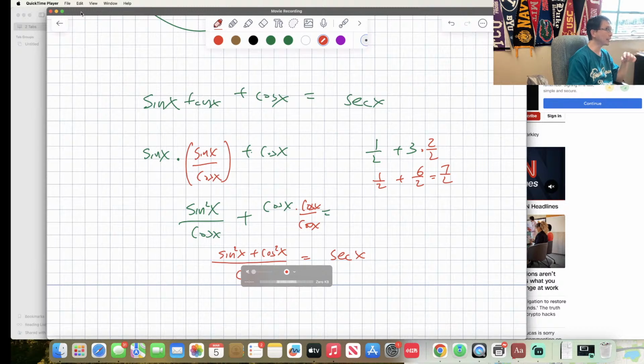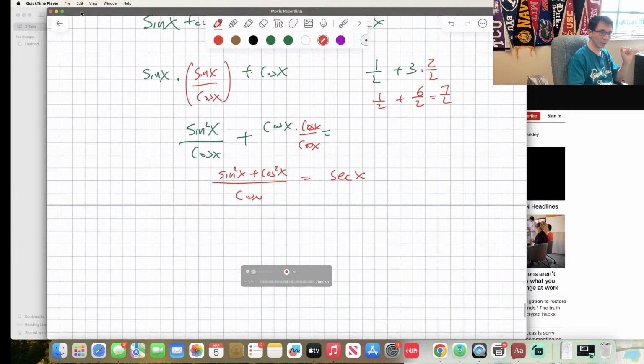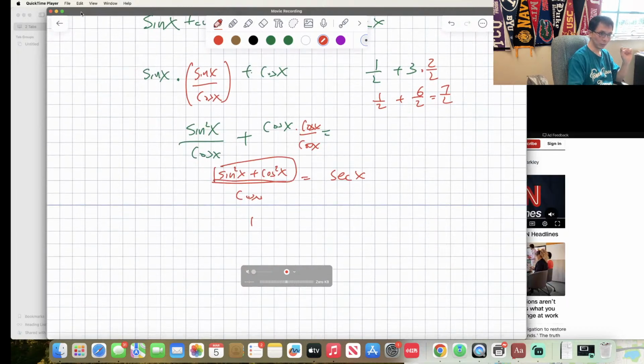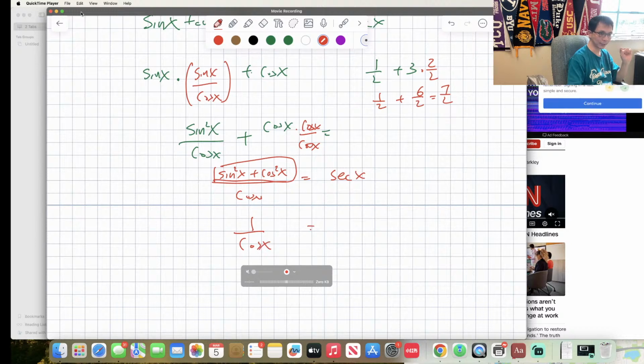No, but there's another identity you can think of. The Pythagorean identity. So what does the Pythagorean identity say? Sine square plus cosine square is equal to what? 1. So it's 1 over cosine of x, that's the secant of x, equal to secant of x. And never change the right side. I can use identity to prove that this is true.